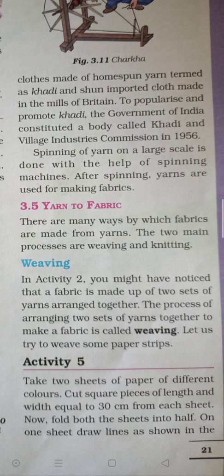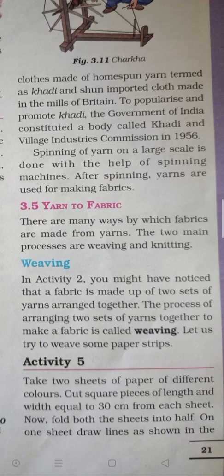You have to take two sheets of paper of different colors and cut square pieces of length and width equal to 30 centimeters from each sheet. You have to make one activity. You have to make a pattern like a chess board, where there is one white colored box, then a black colored one. Okay, you have a checks pattern where there is one white, then one black, there is some kind of order.